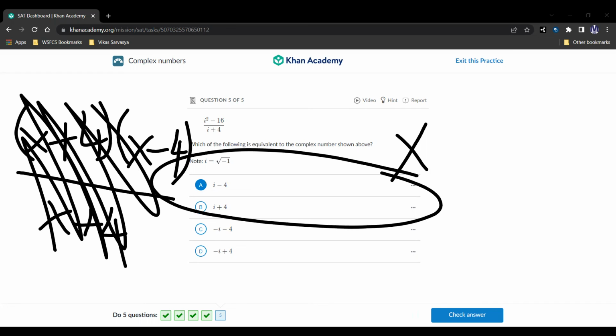But you can use any of those three ways. All of them work. All of them are decently quick. Just remember the idea of the conjugate. Remember that i squared equals -1. Remember difference of squares, and you'll be good with complex numbers.